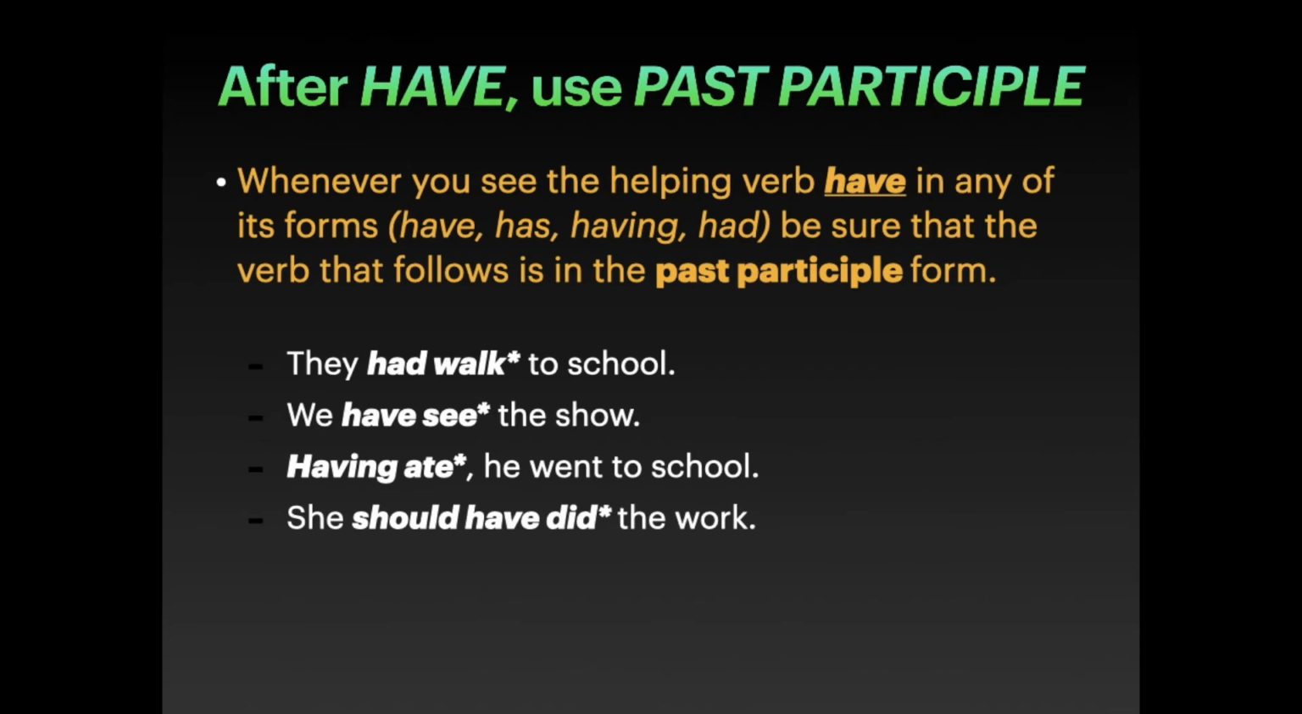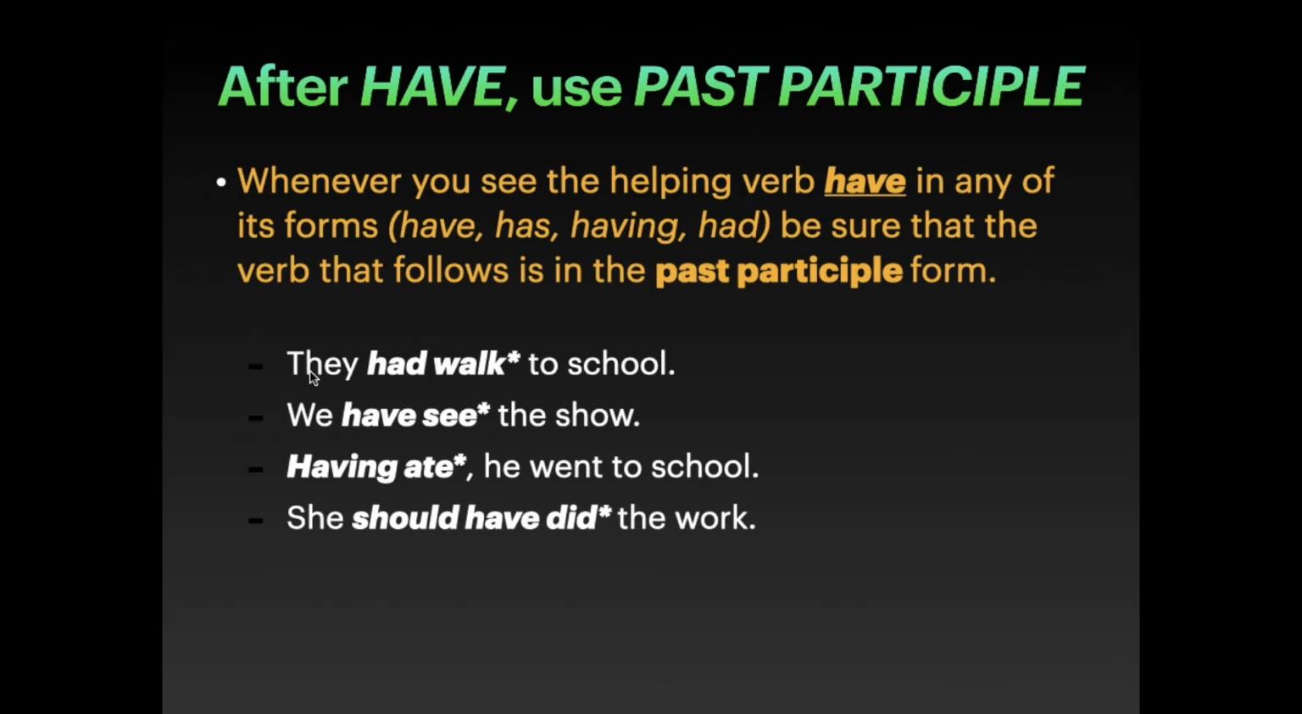So first rule, after have, use past participle. When we use have as an auxiliary, whenever you see the helping verb have in any of its forms, have or has or having or had, just make sure that the verb that follows is in the past participle form. Remember, past participle was the third column, like ate, eaten. That is a past participle.